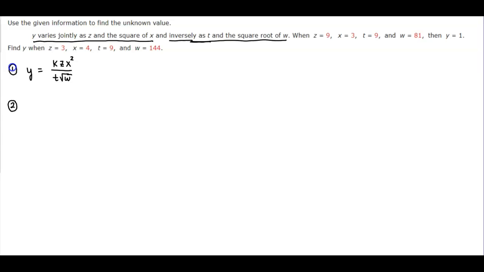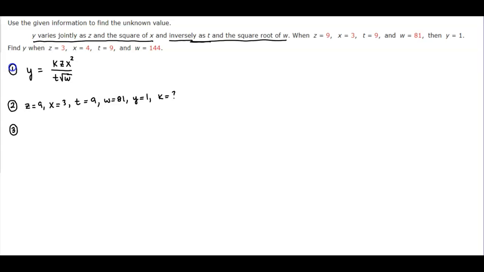And now for step 2, we know what's given is that z is equal to 9. We know that x is equal to 3. We know that t is equal to 9. We know that w is equal to 81. And we also know that y is equal to 1. And we want to be able to solve for k.